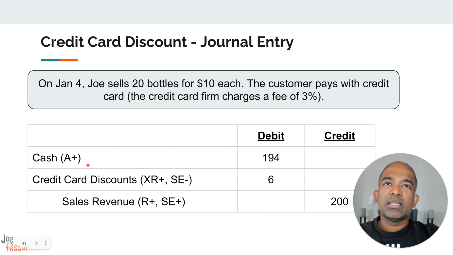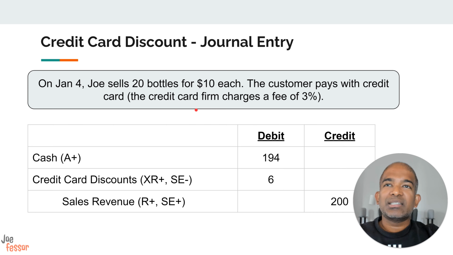Okay, let's get started with how to do journal entries when you have to deal with a credit card discount. Let's look at that using an example. On the 4th of January, Joe sells 20 bottles for $10 each. The customer pays with credit card, and the credit card company charges a fee of 3% on every transaction. So when Joe sells 20 bottles for $10 each, he earns a revenue of $200. So revenue has to be credited for $200.